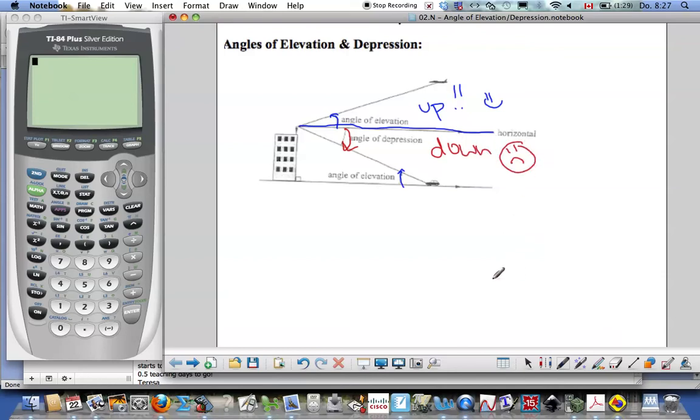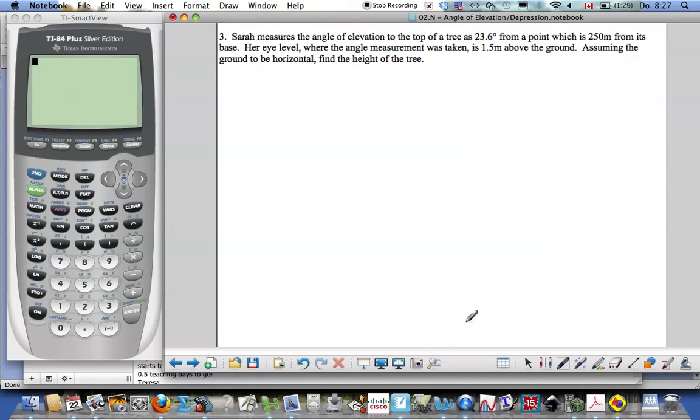So the best thing to do right now is to just take a look at an example problem. Sarah measures an angle of elevation to the top of a tree as 23.5 degrees from a point which is 250 meters from its base. Her eye level, where the angle measurement was taken, is 1 meter off the ground. Assuming the ground to be horizontal, find the height of the tree.